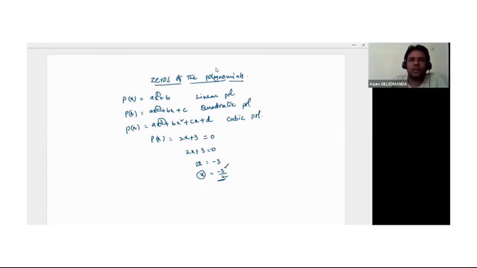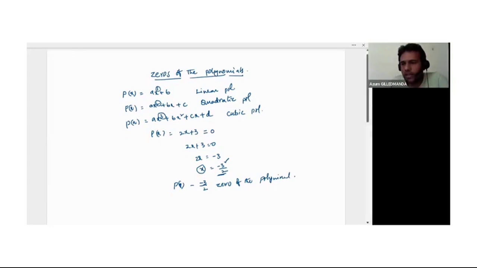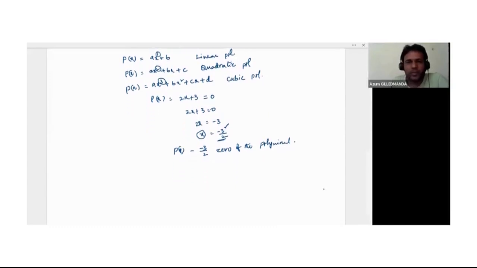So that particular value for which the polynomial becomes 0, that is called the zero of a polynomial. In a quadratic equation, we call it a root of the quadratic equation. So here we call it a zero of the polynomial. So what is the zero of the polynomial here? For P of X, minus 3 by 2 is the zero of the polynomial. As this is a linear polynomial, we'll have only 1 zero. At most, the number of zeros of a linear polynomial is 1.